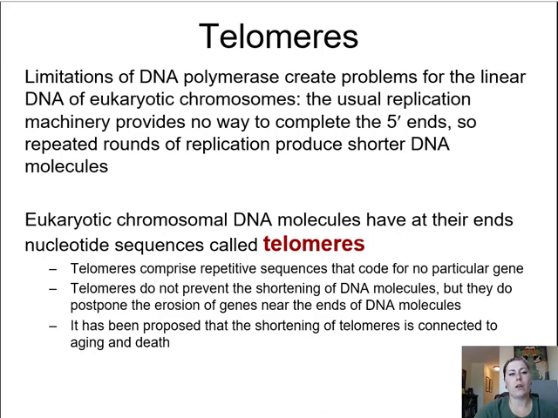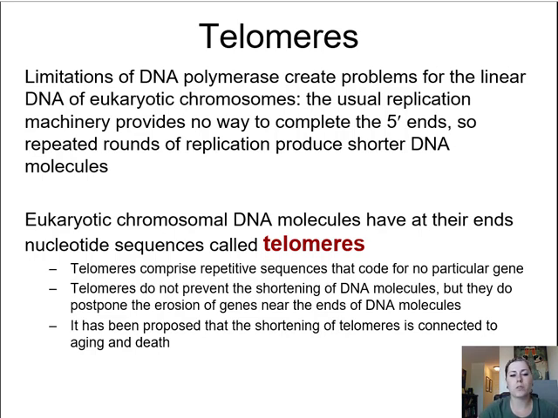Now, the way our cells are developed to deal with this issue of shrinking DNA strands is there are these portions of DNA that are tacked along to the ends of it called telomeres. Telomeres are comprised primarily of repeating sequences of nucleotides that code for no particular gene. They're just extra genetic information. So they don't actually prevent the shortening of the DNA molecules, but they do postpone the erosion of the genes near the ends of the DNA molecules.